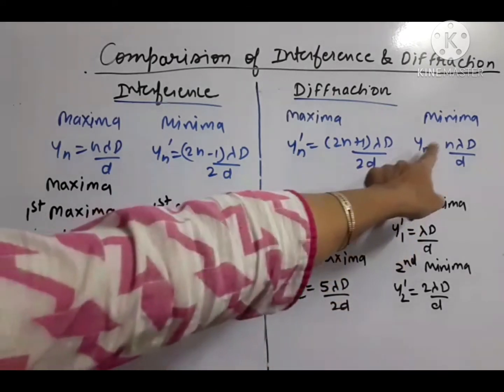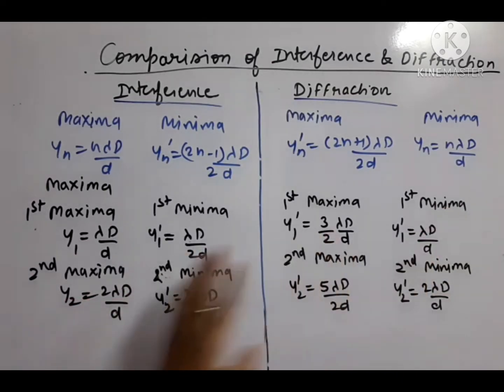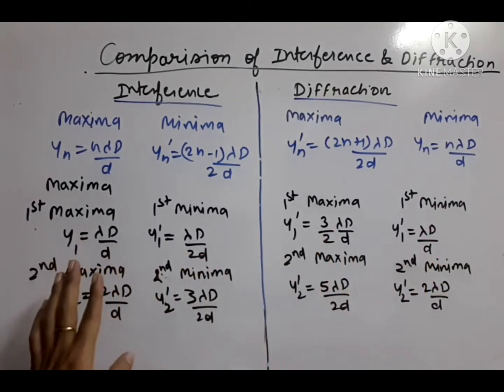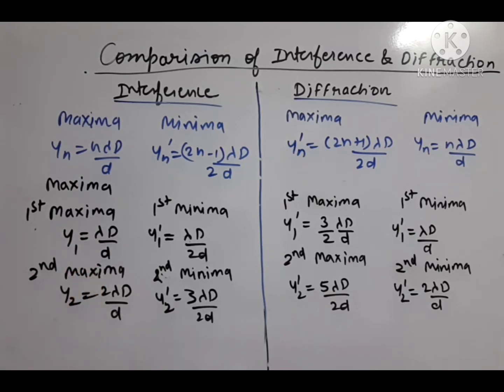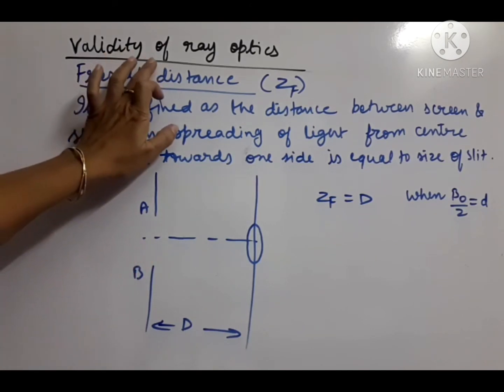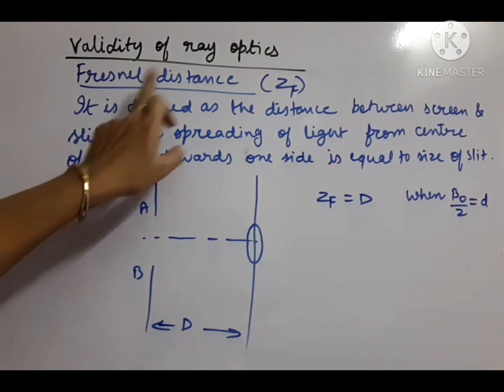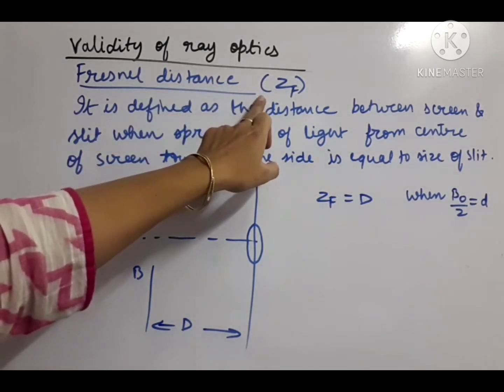First minima, put n equal to 1, lambda d by d. So this way these formulas are to be remembered mainly for the numericals. Now let us move to the next sheet. Now, one last heading of this optics is validity of ray optics. Under that we have to discuss a Fresnel distance term that we denote by the symbol ZF.